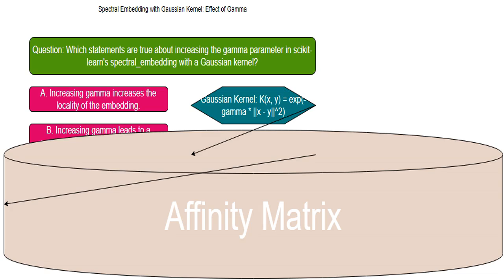The affinity matrix is a square matrix where each element represents the similarity between two data points. In our case, this similarity is calculated using the Gaussian kernel equation with a specific GAMMA value. A higher GAMMA makes the affinity matrix sparser, meaning it'll have more zero values because distant points are deemed less similar. This affects how the algorithm groups data points together during dimensionality reduction.